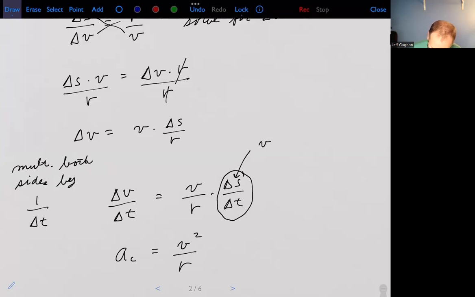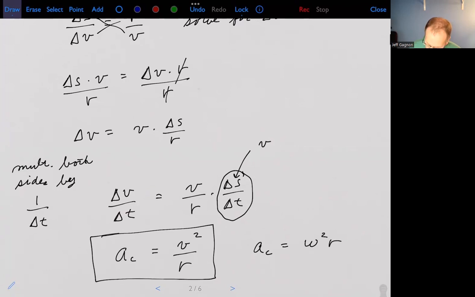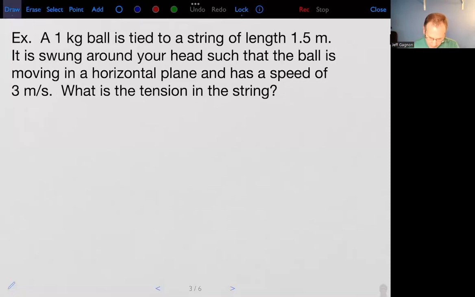The important thing is that we can use this magnitude of the centripetal acceleration as v squared over r. Or if you want to write it in terms of the angular speed omega, you can write it as omega squared times r. As long as you remember that, that's fine. Don't really worry about this derivation. Okay, let's do some examples here.